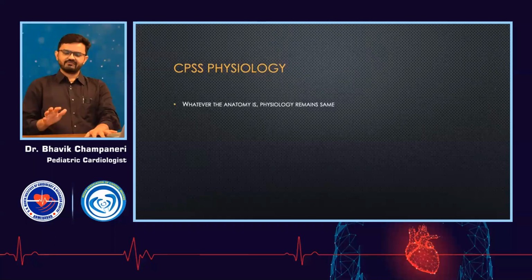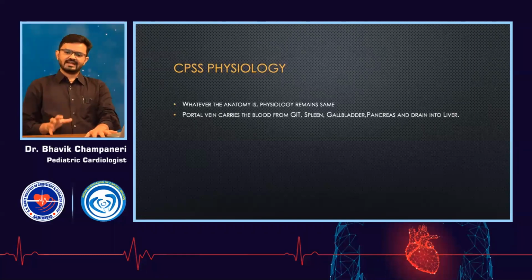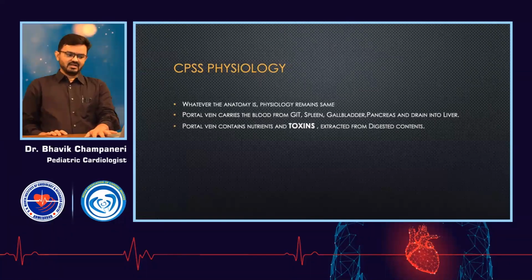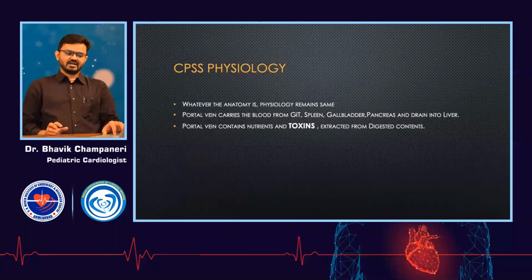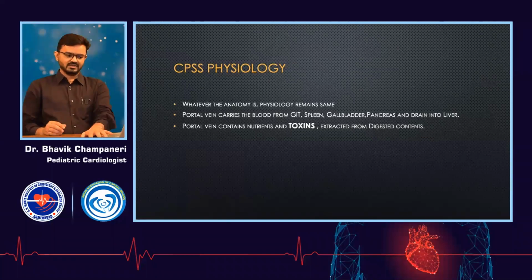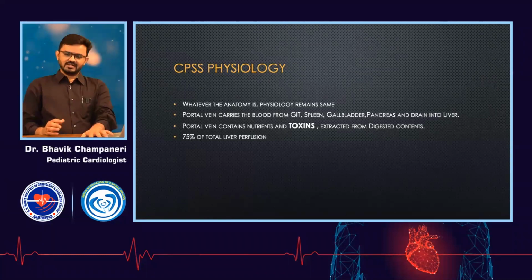Before talking about the physiology of congenital portosystemic shunt, I will tell you about normal physiology. The portal vein carries blood from the gastrointestinal tract, spleen, gallbladder, and pancreas, and delivers it to the liver. This portal venous blood contains nutrients as well as toxins. I have highlighted these toxins because they are important in the symptomatology of patients with congenital portosystemic shunt. 75% of total liver perfusion is dependent on the portal venous system. The remaining 25% comes from the hepatic artery.